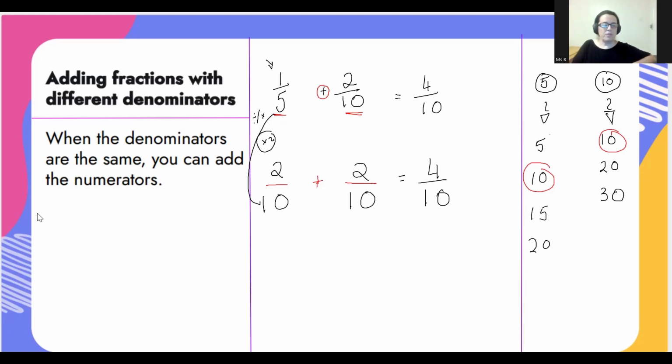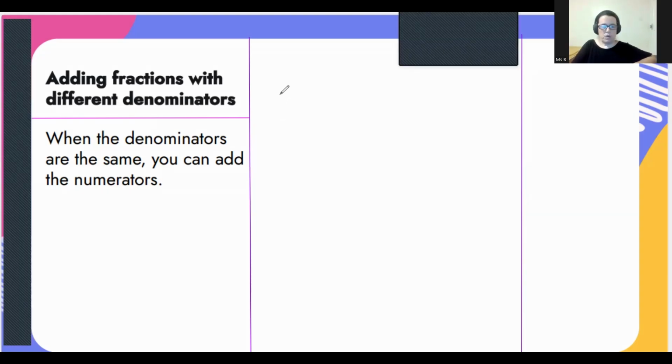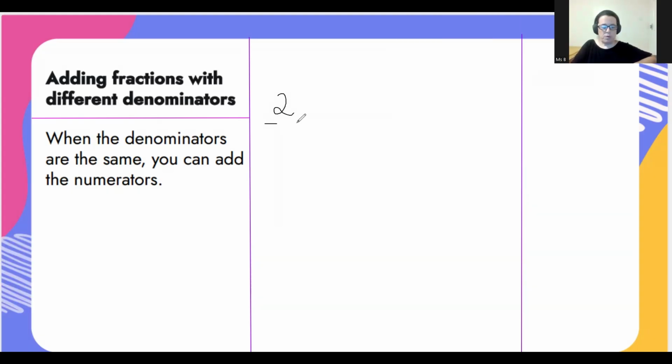Okay, let's try one more. So I'm going to go with 2/9 plus 2/5. Perhaps you can pause the video and try this yourself.